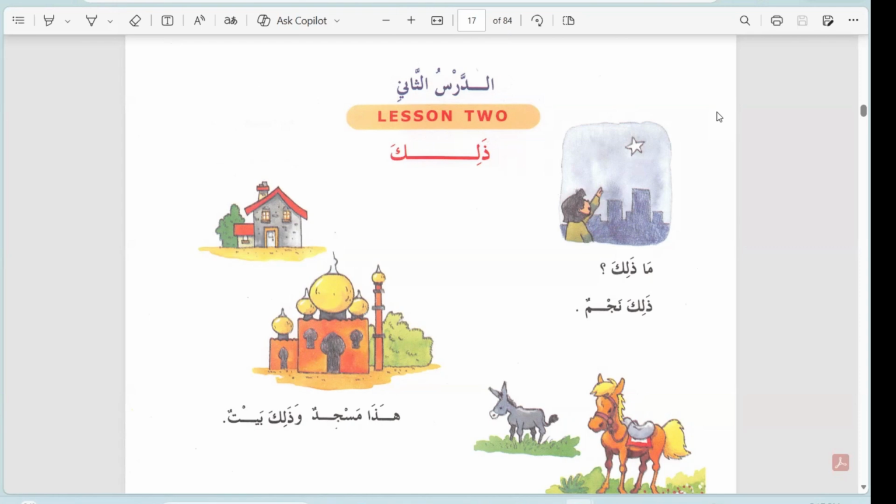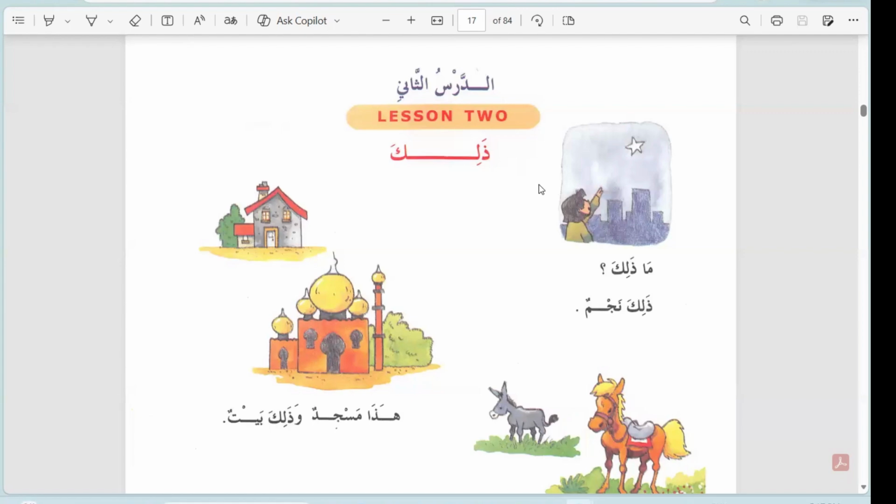Bismillahirrahmanirrahim. So today we will continue with lesson 2. Ad-darasus sani. Ad-daras means chapter or lesson. Sani means two, second. And it is about ذلك. ذلك. In chapter 1, we learned about هذا. هذا is اسم الإشارة للقريب للمذكر.